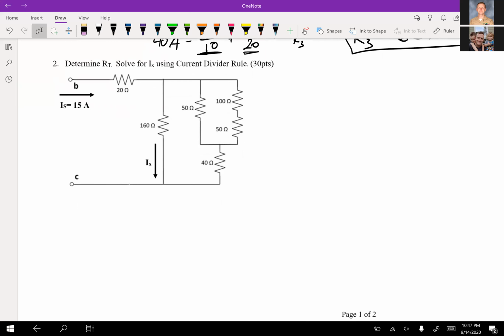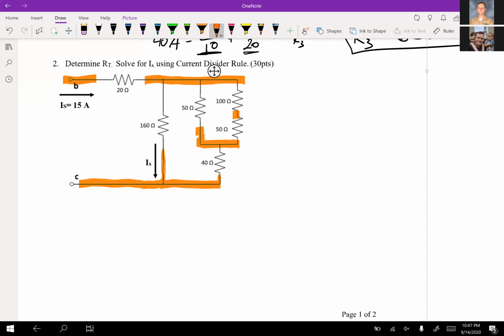Next one is the current divider rule. Always helpful to label nodes. There's a node. Everything here is a node. There's one node in between there. And then all of this is the bottom. Based off what's already labeled, B and C were already labeled up here for me, so I'll go A, D, and E.